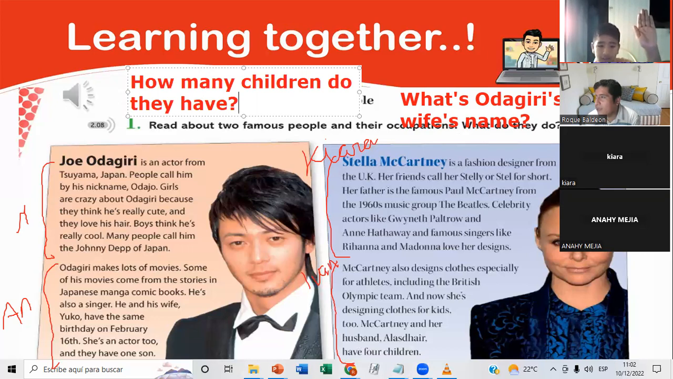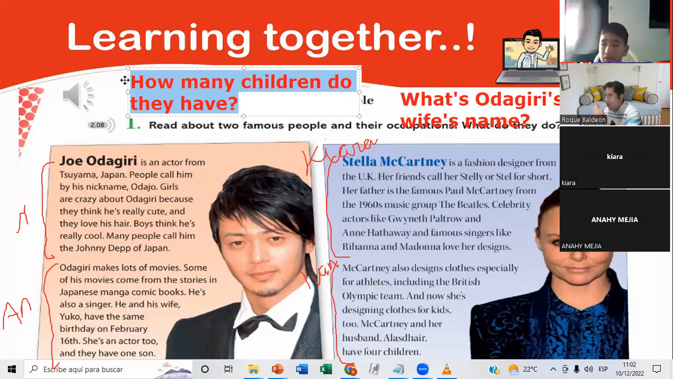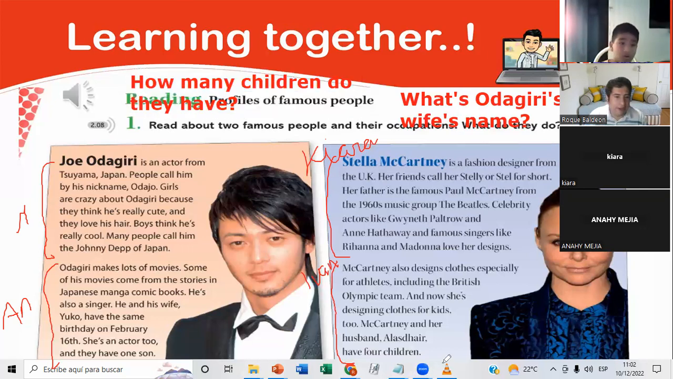¿Qué es la esposa de Odagiri? No. How many children do they have? Nobody, students? 3 points. Yeah, okay, 4 points. How many children do they have? They have one son. Tienen un solo son. Good, awesome. Look at this part. Miren esta parte. They have one son. Ellos tienen un solo hijo. Very good.